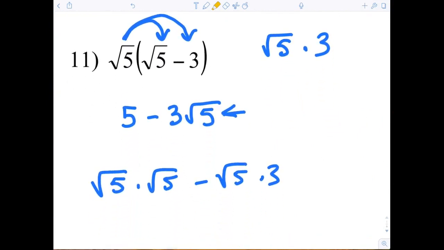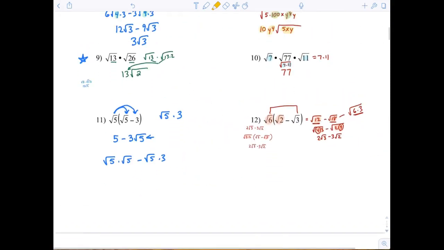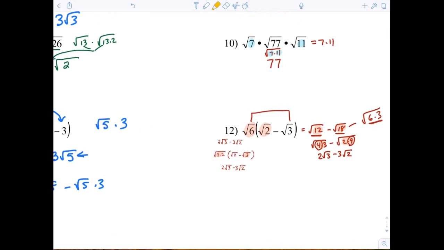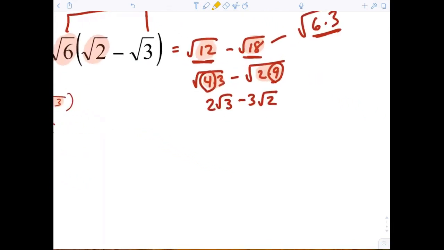Now, number 11, you're just distributing, right? Do I need to do anything else? All right, the first page before we leave. Anybody else want me to explain something? 12. Let's look at 12.